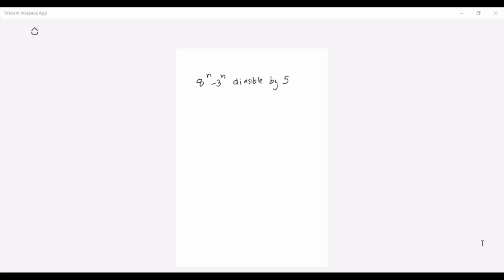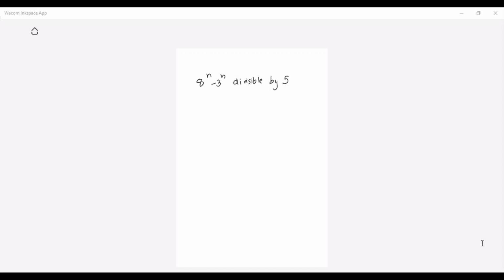Yes, ma'am. Yes, perfect. So 8 raised to k into 8 minus 3 raised to k into 3 you have got. What should be the next step? Converting 8 and 3 into 5 plus or minus terms. Yes. So what should be the next term? 8 can be written as, so you are replacing 8 with 5 plus 3.